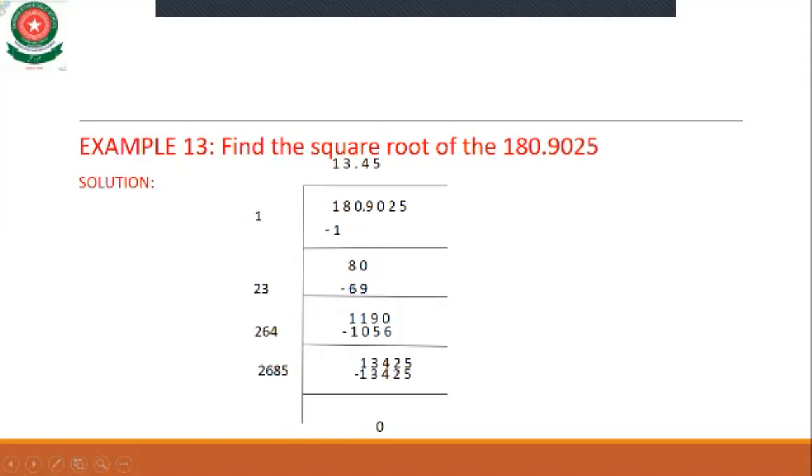Means 264 multiply by 4 which is equal to 1056. 1190 minus 1056, our required result is 134. We move this pair, 25, downward.